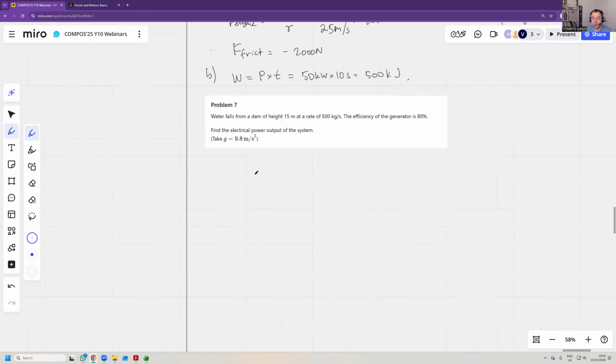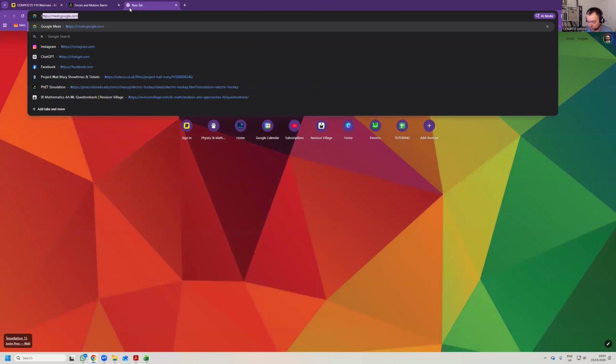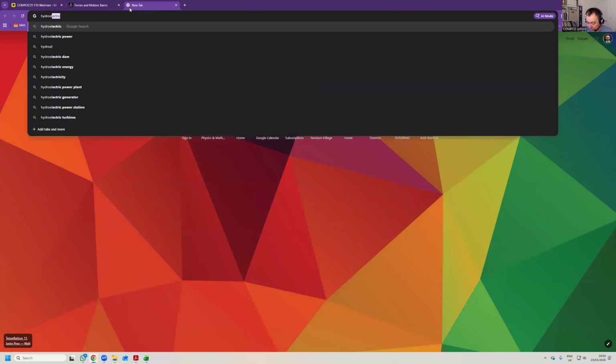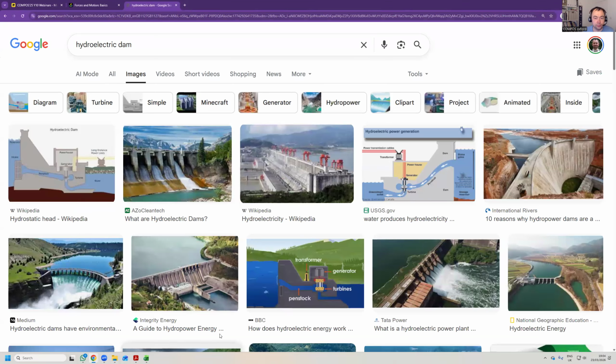Next one. Water falls from a dam of height 15 meters at a rate of 500 kilograms per second. The efficiency of the generator is 80%. Find the electrical power output of the system. So we have water falling through a funnel. Let's take a picture. Hydroelectric dam.